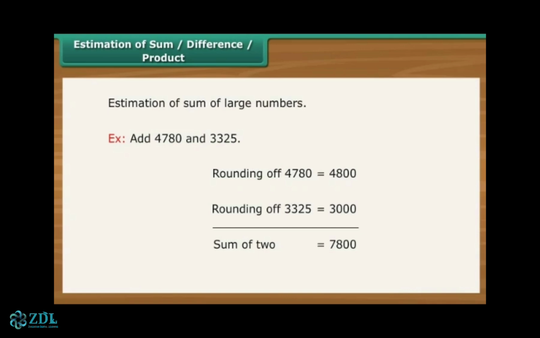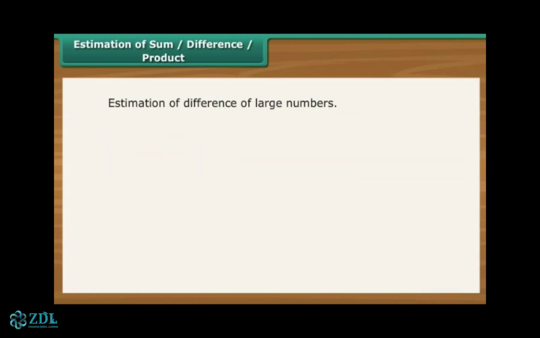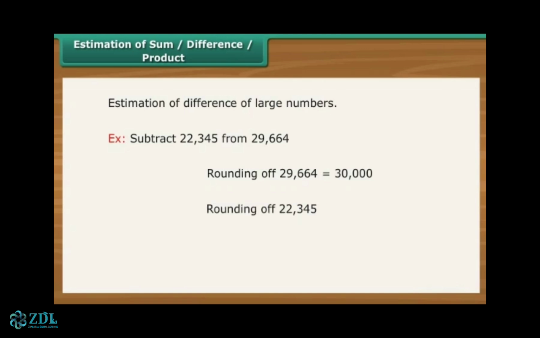Estimation to nearest number can help in the estimation of the difference of two large numbers. For example, subtract 22,345 from 29,664. Rounding off 29,664 would make it 30,000. Rounding off 22,345 would make it 20,000. Difference of the two is equal to 10,000.